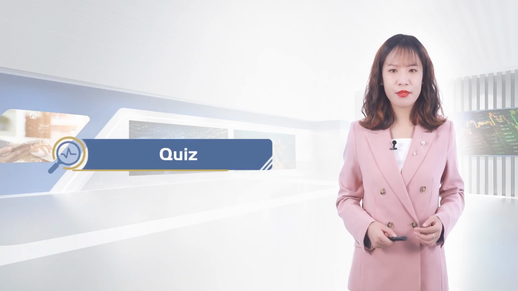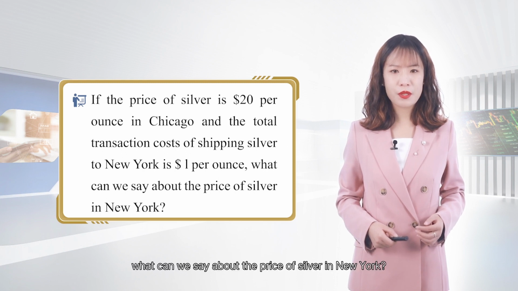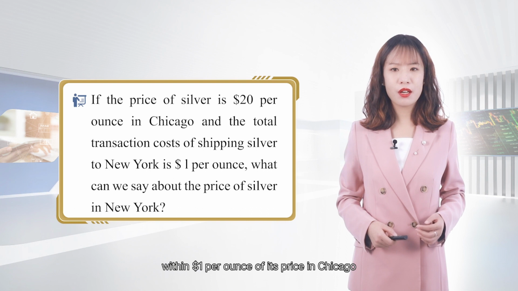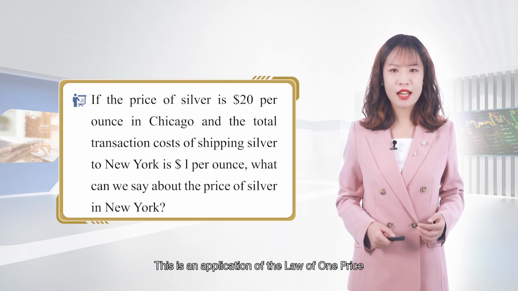Here is a quiz. If the price of silver is $20 per ounce in Chicago and the total transaction cost of shipping silver to New York is $1 per ounce, what can we say about the price of silver in New York? The price of silver in New York must be within $1 per ounce of its price in Chicago. Thus, the price of silver in New York must be between $19 and $21 per ounce. This is an application of the law of one price.